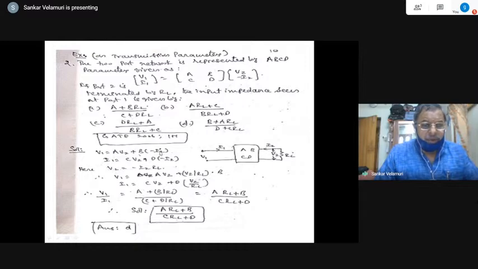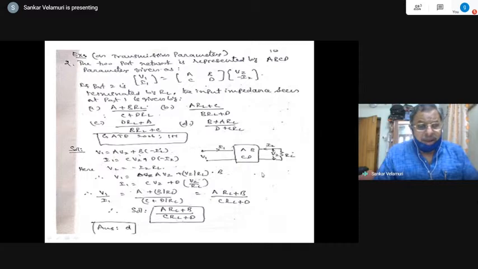Making I2 equal to 0, you will have the open circuit voltage, V2 means. But I2 is not open circuited, it is connected with the load resistance. That means from this we can easily compute these things. And that is the advantage of the transmission parameters.